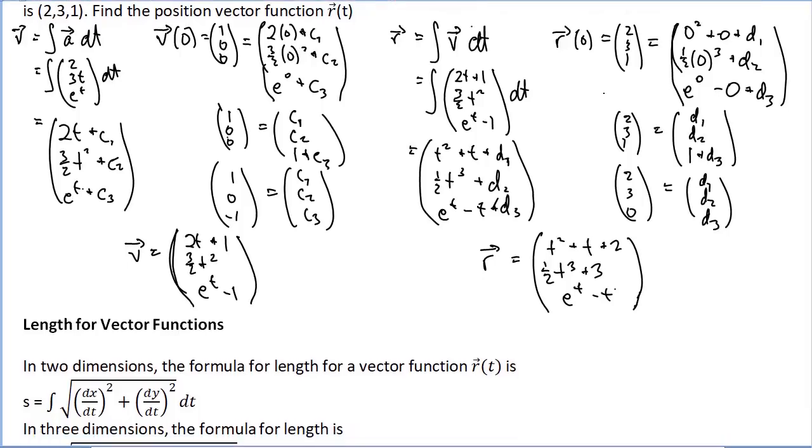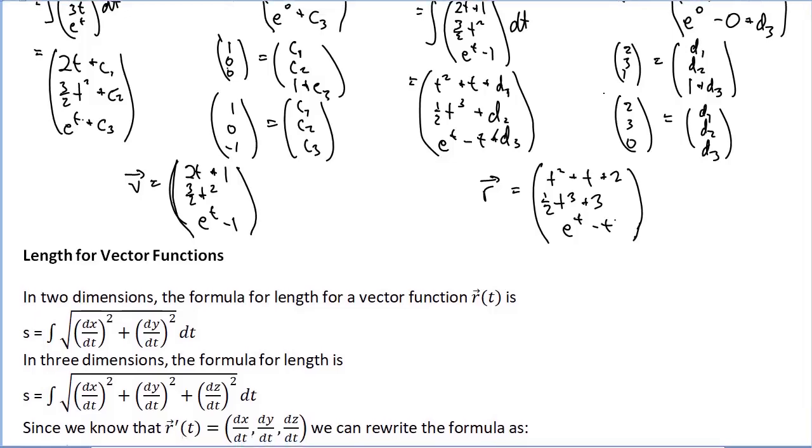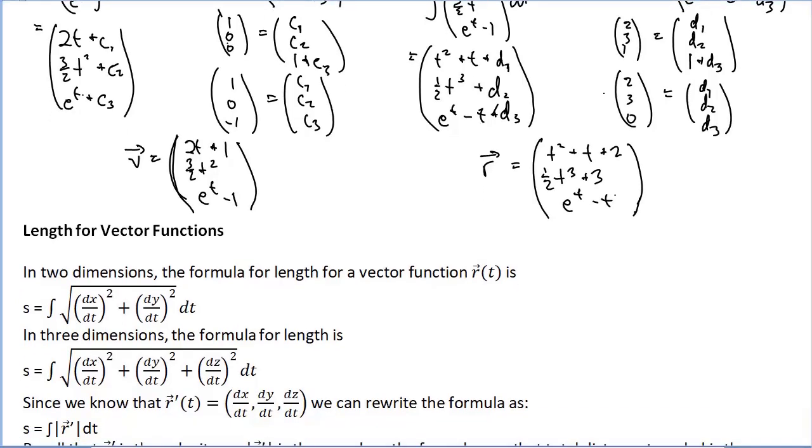And in 3 dimensions, the formula is exactly what you think it is. The length is going to be the integral of the square root of dx dt squared plus dy dt squared plus dz dt squared, and then all of that dt. Now, there's another way to write this formula. Since we know that the derivative of the position vector is just dx dt, dy dt, dz dt, we can rewrite this formula as everything that's being integrated is just the magnitude of the derivative vector.